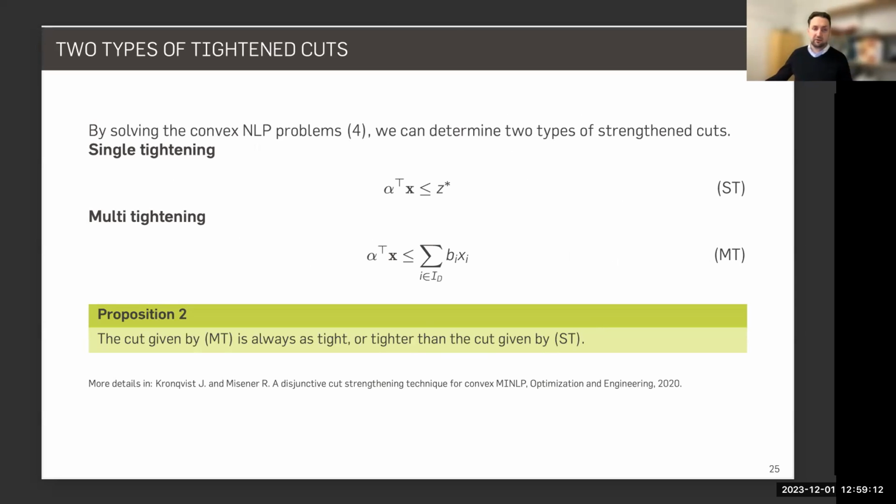So the first one I will refer to as single tightening, when we just reduce the right-hand side value as much as possible. The other one, multi-tightening, when we basically use different right-hand side values for different partial integer assignments. And here the multi-tighten cut can be a lot stronger than the single tightening. In the worst case, they are equally strong. But the multi-tighten cut has several very nice properties that unfortunately, due to the time limitation, I can't really dive into, but I recommend taking a look at the paper.